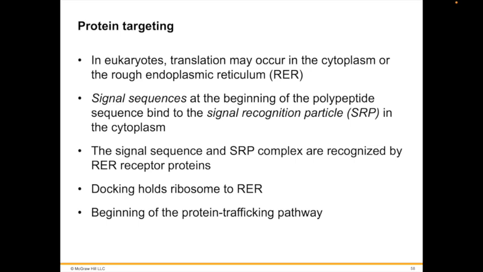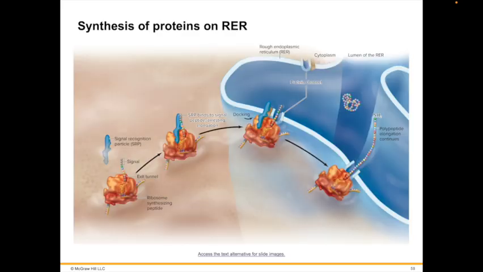Once within the ER cisternal space, or lumen, the newly synthesized protein can be modified by the addition of sugars, called glycosylation, and transported by vesicles to the Golgi apparatus. This is the beginning of a protein trafficking pathway that can lead to other intracellular targets, to incorporation into the plasma membrane, or to release outside of the cell itself.